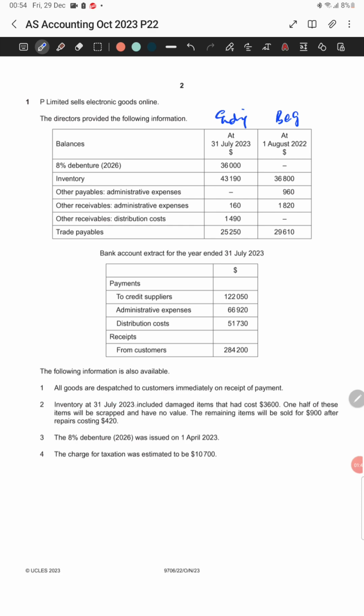Inventory at 31st July 2023 included damaged items that had cost 3600. One half of these items will be scrapped and have no value. The remaining items will be sold for 900 after repairs costing 420. The 8% debentures was issued on 1st April 2023. The charge for taxation was estimated to be 10,700.